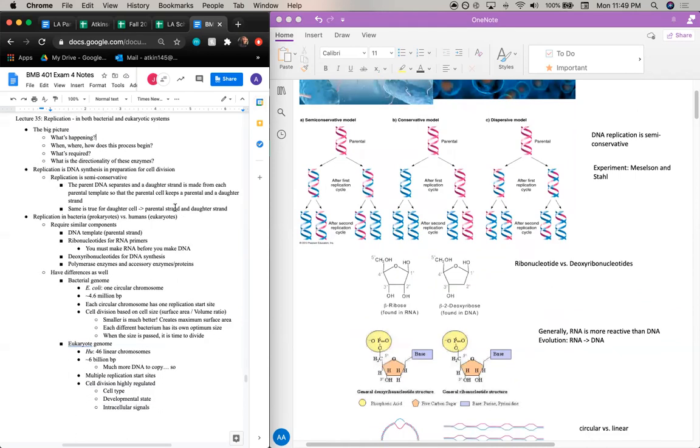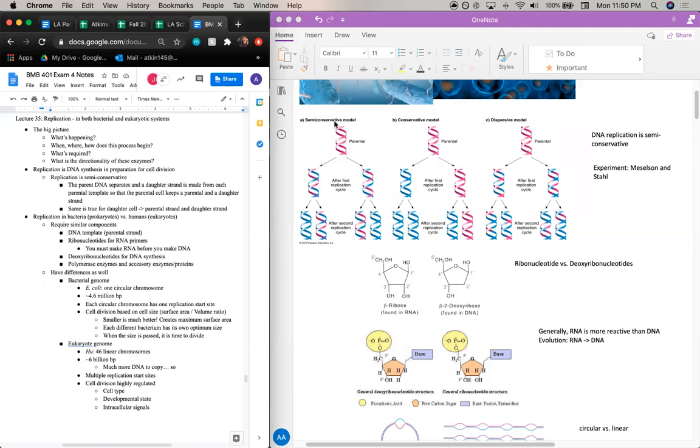Okay, so we know that replication is DNA synthesis and preparation for cell division, which makes sense because if you're going to make two cells out of one, you probably need more DNA than what you started with. We also know that replication is semi-conservative, so I have this figure here to help us out. We don't really need to pay attention to B and C, but more focus on A here. B and C were other models of replication that were theorized but turned out to be wrong.